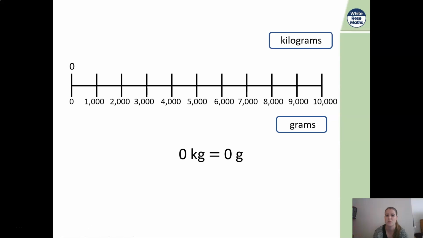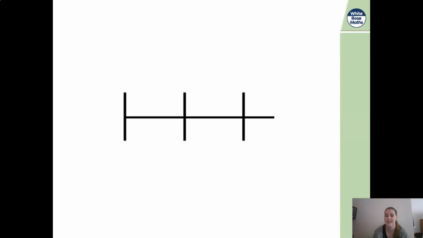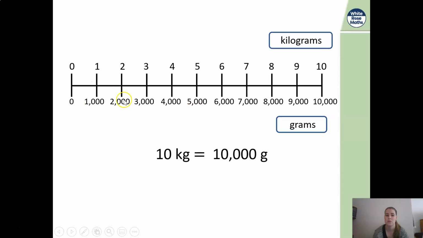Yeah, it's going to be 1. So 1 kilogram equals 1,000 grams. 2 kilograms equals 2,000 grams. I'm going to work our way up: 3,000, 4, 4,000, and then all the way up to 5, 6, 7, 8, 9, and 10. So we've got all of our grams along the bottom, 0 to 10,000, and our kilograms, which are 1,000 times smaller, going from 0 to 10 on top.